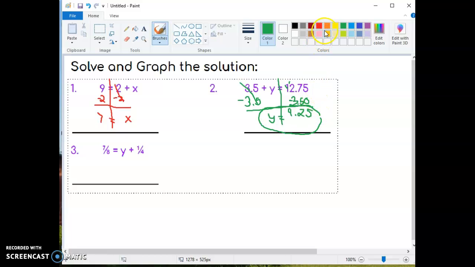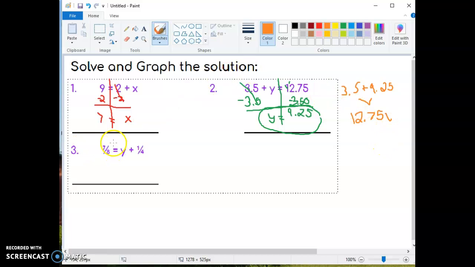And if I wasn't sure about this, I could check it out. I could do 3.5 plus 9.25, okay? And that is going to get me 12.75. So I just checked it. I know I'm correct. Okay?